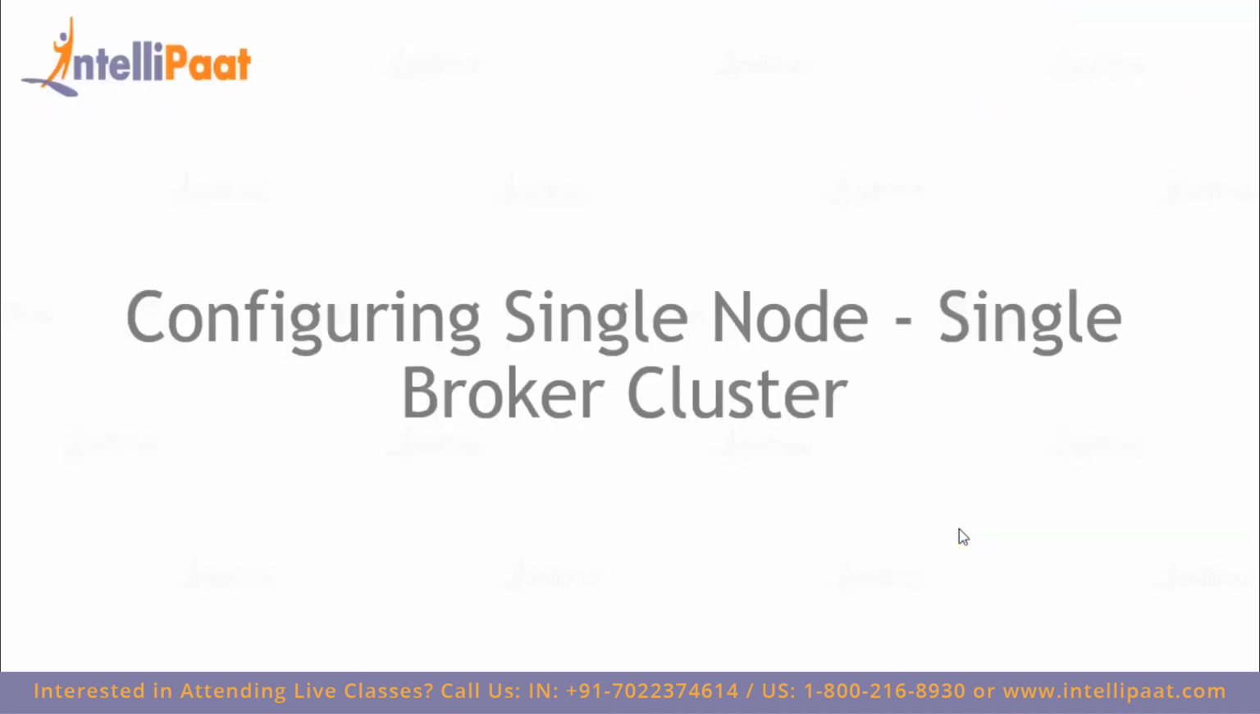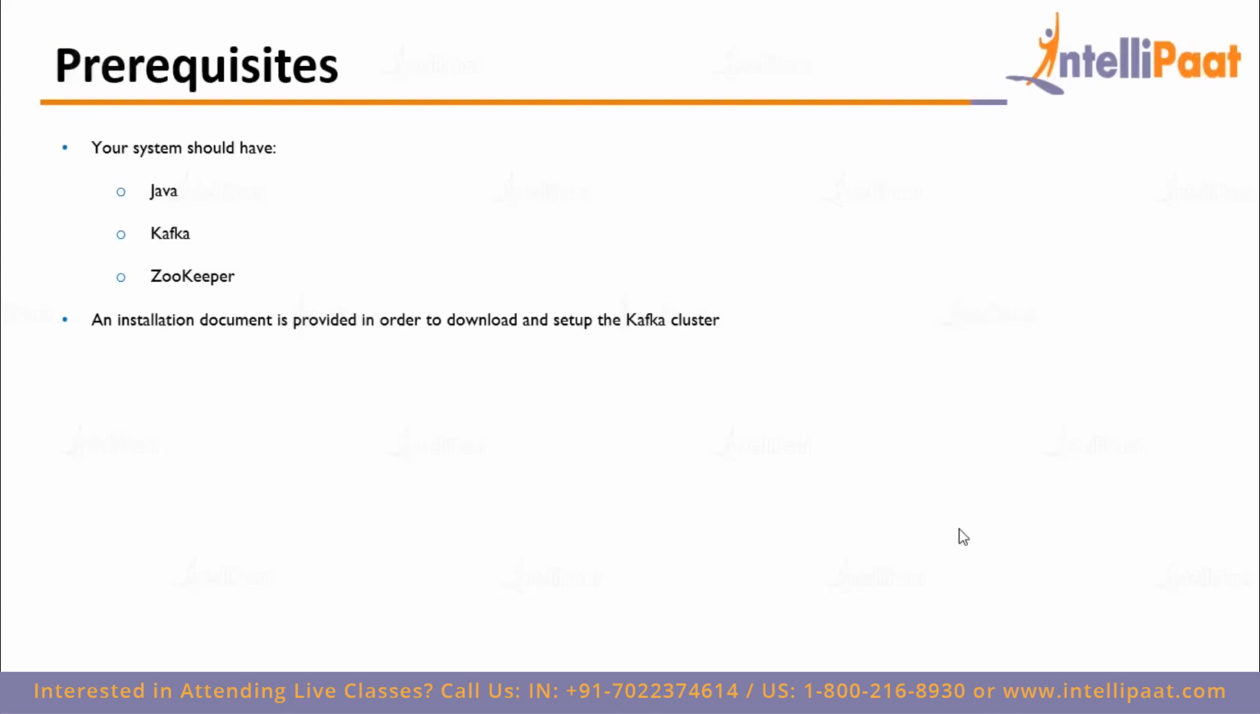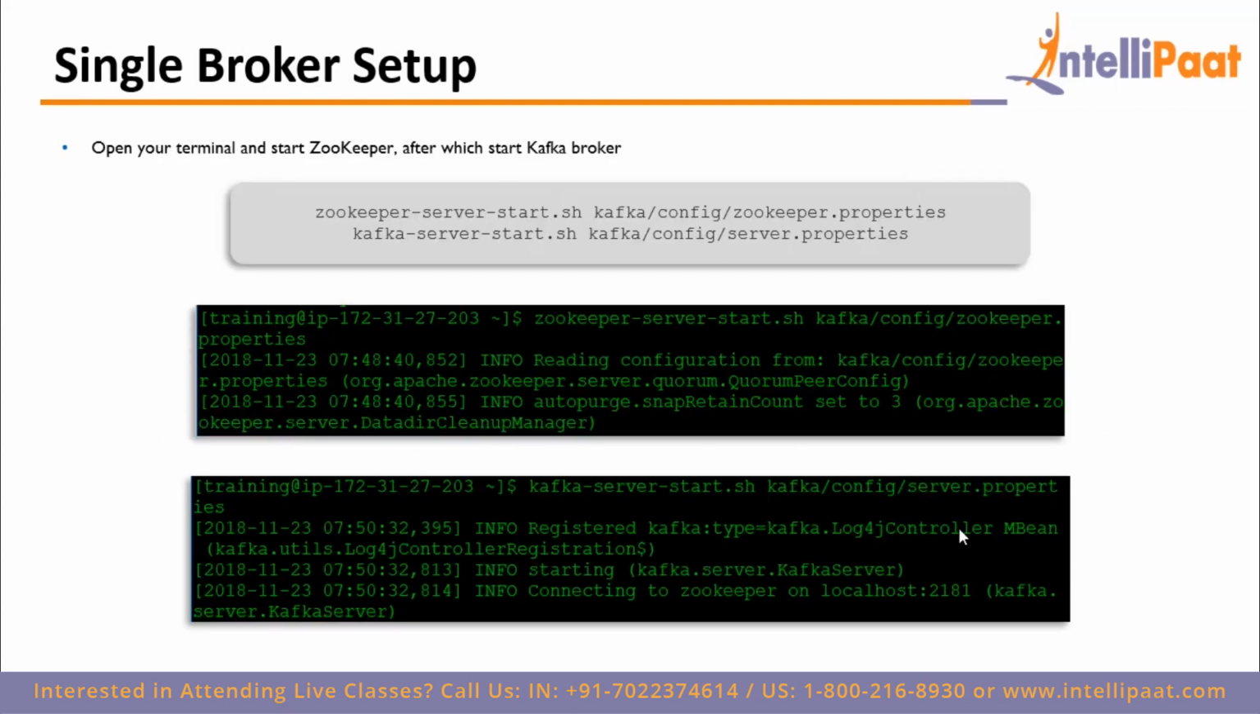Now it's finally time to go ahead and configure our single node single broker cluster. These are some prerequisites we should have so that we can configure our system. We need to have Java, Kafka and Zookeeper pre-installed so that we can go ahead and set up a cluster. Now, to set up a single broker, we'll have to start off by opening our terminal, and we'll launch the services of both Zookeeper and Kafka. As we have already seen, to launch the Zookeeper service, we'll type in zookeeper-server-start.sh, and after that we will go ahead and launch this Zookeeper.